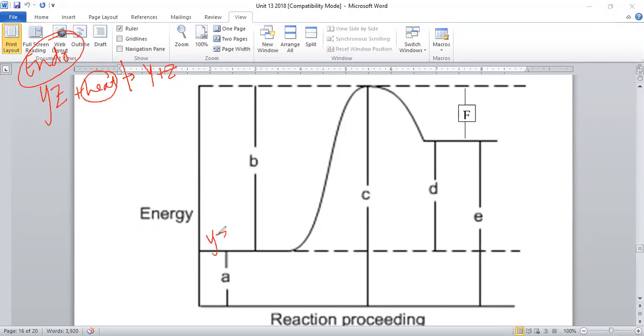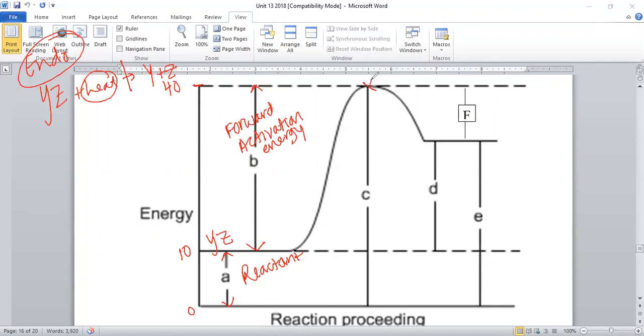So we have YZ here because letter A, 0 to the first line represents your reactants, potential energy of your reactants. Letter B, the energy to get me to the top of the hill is my forward activation energy. So the energy to start the reaction. Let's label that 40. All right, so if I start at 10 and I need to get to 40 kilojoules, I need to put in 30 kilojoules of energy to get the reaction going.